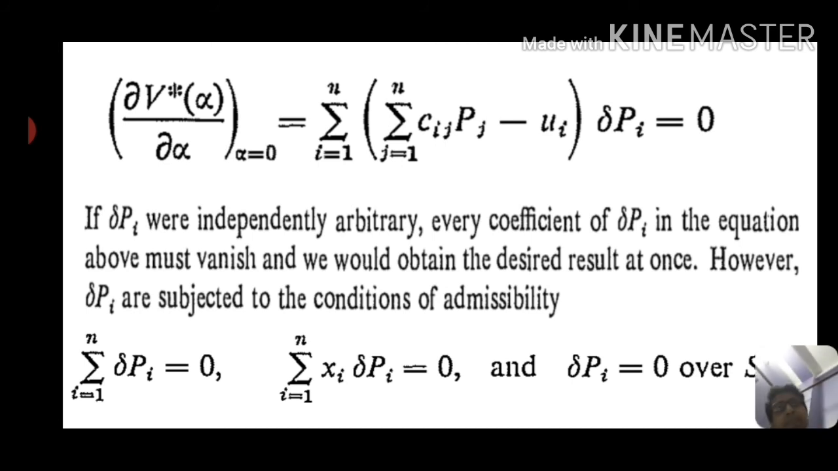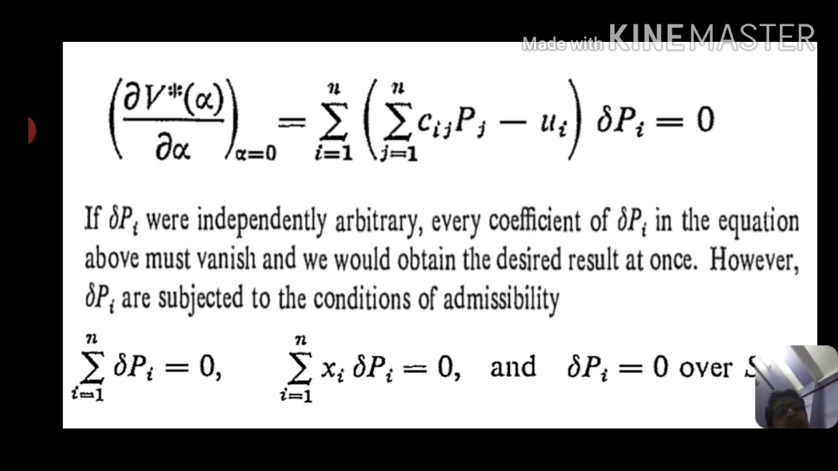If delta Pi were independently arbitrary, every coefficient of delta Pi in the equation above must vanish and we would obtain the desired result at once. However, delta Pi are subjected to the conditions of admissibility: the summation of delta Pi equals 0, the summation of xi delta Pi equals 0, and delta Pi equals 0 over Sp.